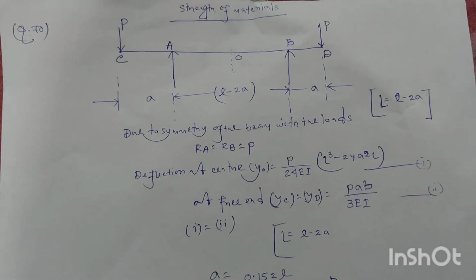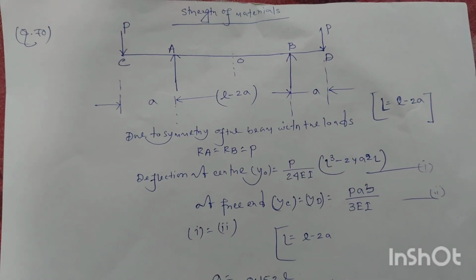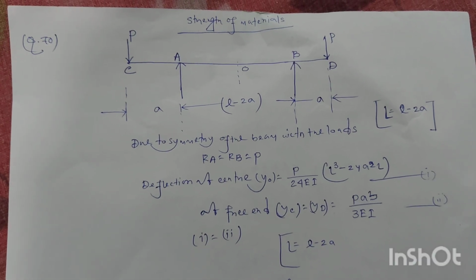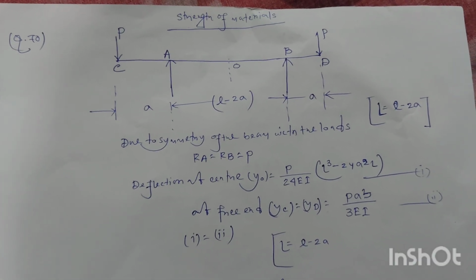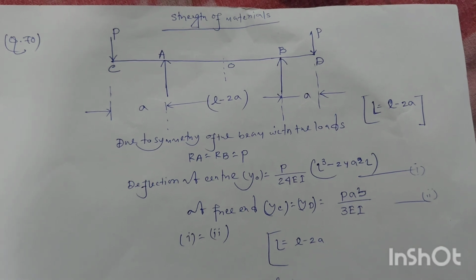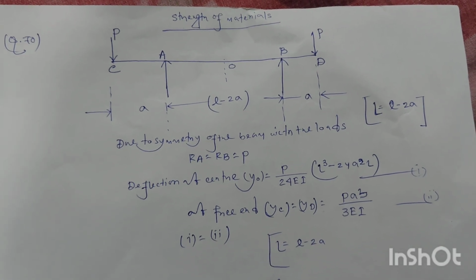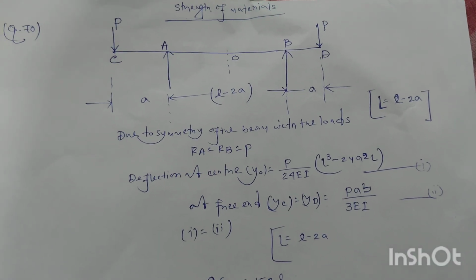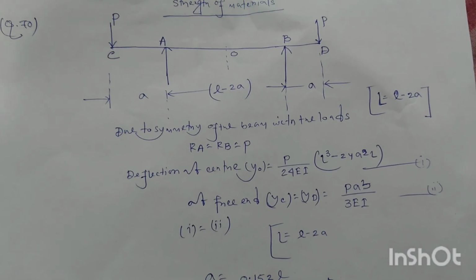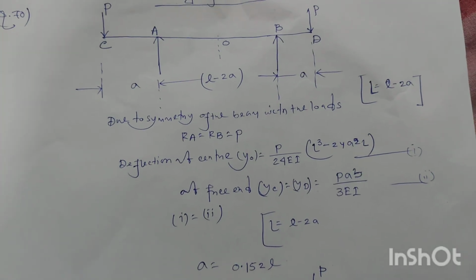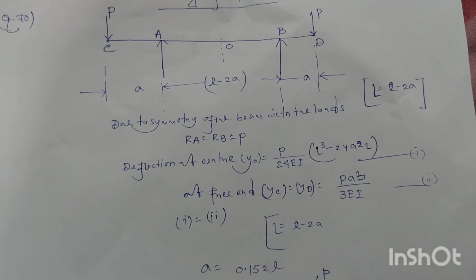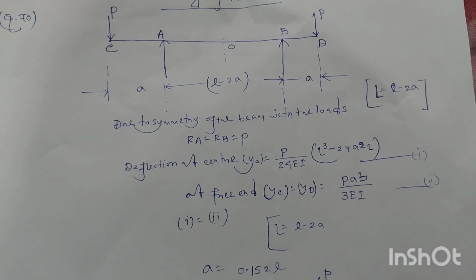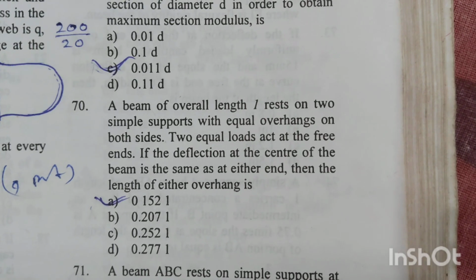For this beam, the deflection at the center will be equal to P by 24 EI into (capital L cubed minus 24 a squared into capital L). This is equation number 1. And the deflection at the free end will be equal to P a cubed by 3 EI. This is equation number 2. As per the question, both deflections are equal to each other. So equation 1 will be equal to equation number 2. If we do that, after putting capital L equal to l minus 2a in this equation, small a will be equal to 0.152 l. Option A is the right answer.